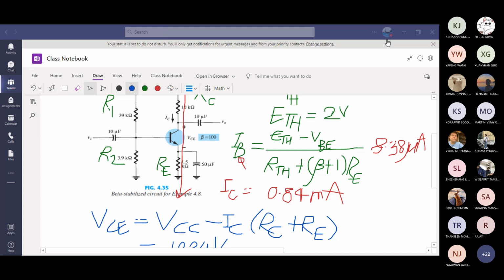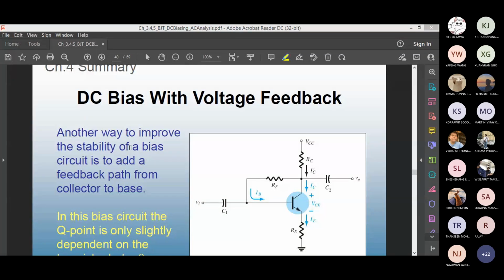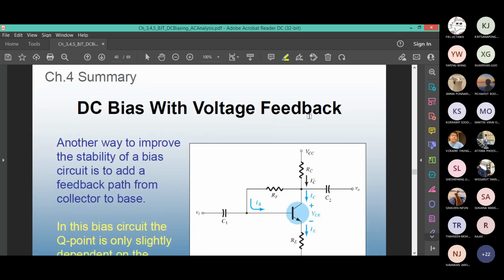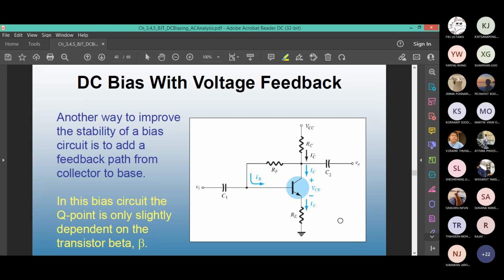Let's go back to this slide. So this one is already covered. DC bias with voltage feedback. The proper name for it is collector feedback. It may look like the emitter bias, but it is not the emitter bias.